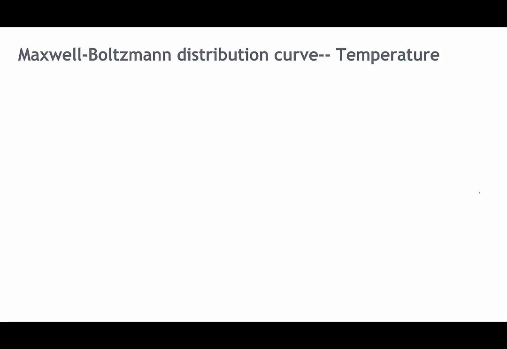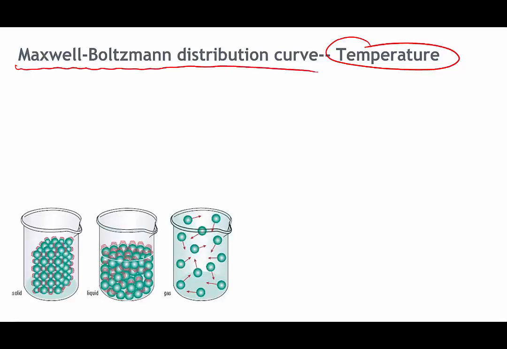Now let's take a few examples. How does temperature change the Maxwell-Boltzmann distribution curve? Well, how does temperature change a gas particle? Now we know that when we give the gas particles a higher temperature, they will possess a higher kinetic energy, much more than before. Some of them will be moving so much faster, which means higher kinetic energy.